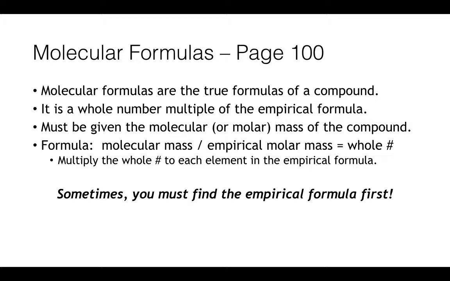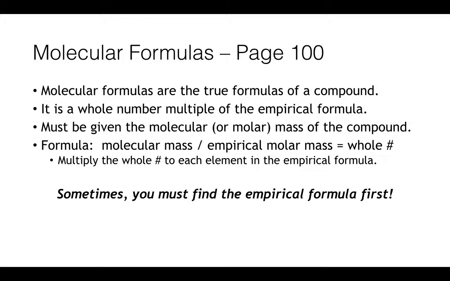Molecular formulas are considered to be the true formula of a compound. So for example, from the empirical formula, I gave you H2O2, which would be an empirical formula of HO. Well, that's not hydrogen peroxide. Hydrogen peroxide's true formula is H2O2, which is a whole number multiple of the empirical formula.